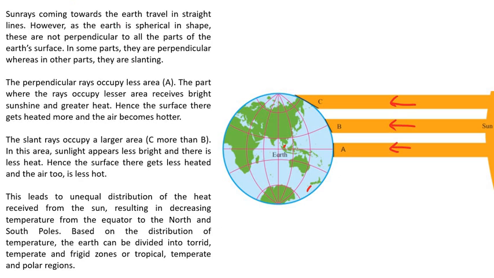Now, these sun rays coming towards the earth travel in straight lines. However, as our earth is spherical in shape, they are not perpendicular to all parts of the earth's surface. See, they are not perpendicular. Where will they be perpendicular? They will be perpendicular if the surface is like this. But here you see the surface is curved. So, although the light is the same, it is falling on a much larger area. Compared to here, the area is much larger over here.